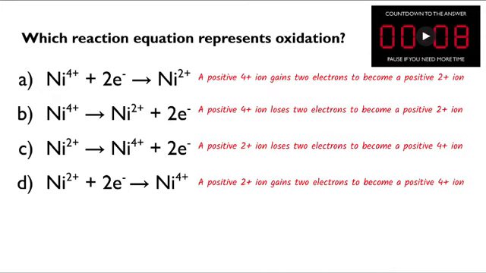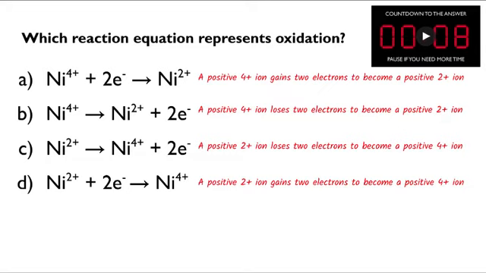Let me first eliminate the answer choices that don't make sense based on what we know about electrons. D does not make sense. If an ion has a charge of 2 plus and it gains 2 electrons, it would then have a neutral charge because electrons are negative. So the answer cannot be D. The answer also can't be B, because if a 4 plus ion loses 2 electrons, that would actually make it a 6 plus ion. It would get 2 units more positive by losing 2 electrons. So D and B I can eliminate.